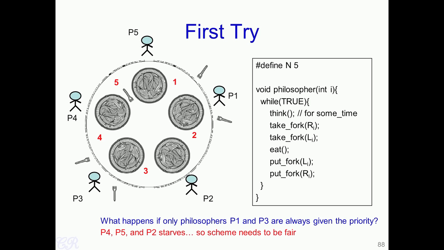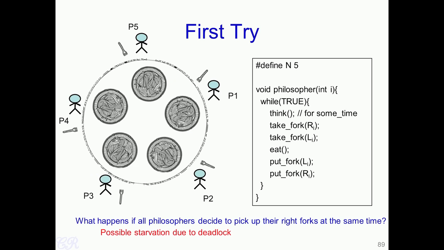So, let us see another possible issue that could take place. Let us say by some chance all the philosophers pick up their right fork simultaneously. So, we have philosopher P1 picking up his right fork, philosopher P2 picking the right fork, and P3, P4, P5 pick up their right fork respectively.